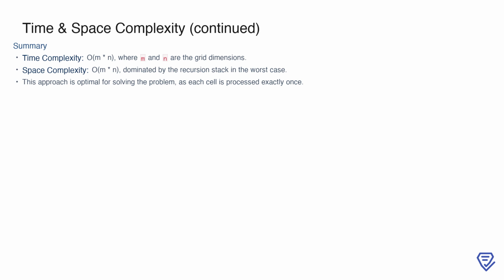The space complexity is also O(m*n), which is dominated by the recursion stack in the worst case, when the grid is entirely land. This approach is optimal for solving the problem, as it minimizes both time and space usage while ensuring accuracy and efficiency.